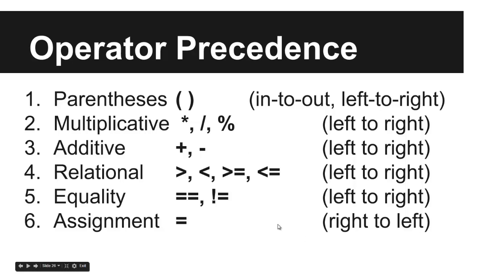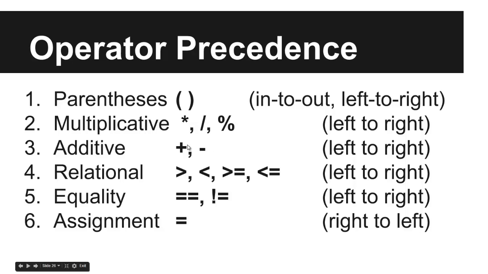Now with operator precedence, we've added on these relational operators, which means that we need to reevaluate what operator precedence means. Here's the new chart, and we're going to update this a few more times through the semester. Parentheses still happen first. They go from inside out and left to right. Then we multiply and divide. Then we add and subtract.